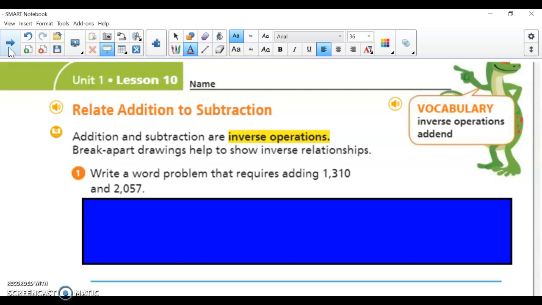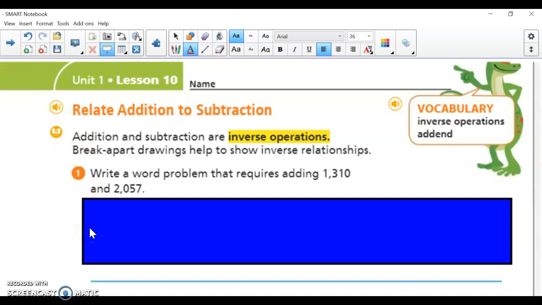Okay, and so what I want you to start with is being able to try and write a word problem that requires adding 1,310 and 2,057. So see if you can come up with a scenario or a problem where the operation you'd have to do would be adding those two numbers. Pause it now if you need to.